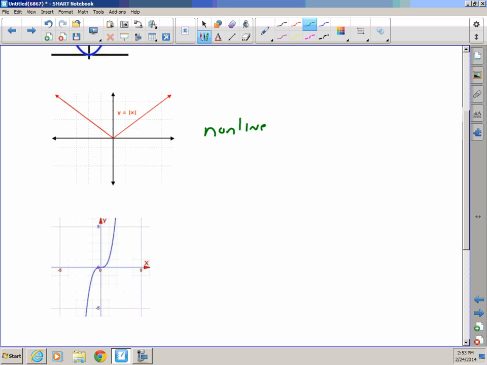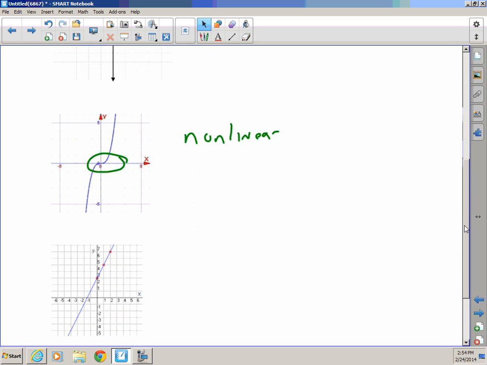It's nonlinear because it doesn't make one intact line. The third one, again, pretty straightforward, nonlinear. You have this little curve area there, okay? And then the fourth one is obviously linear.